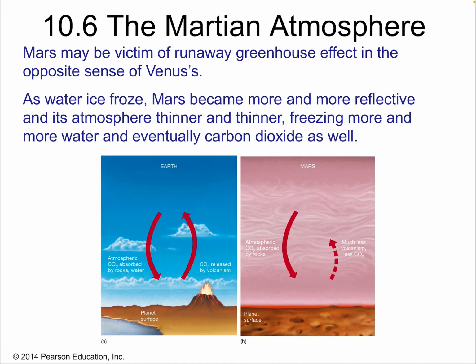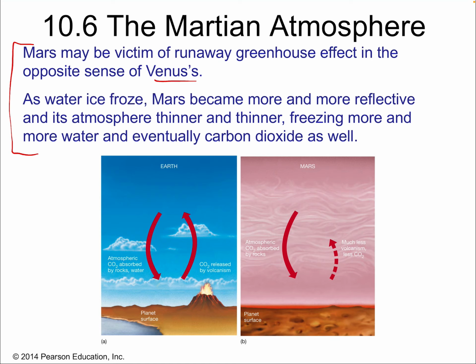Now, an interesting thing about the Martian atmosphere and the story behind it is it's kind of like a reverse greenhouse effect, and I think this slide does a good job of summarizing that. So Mars may be a victim of a runaway greenhouse effect, but in the opposite way of Venus. Because Venus just kept retaining those greenhouse gases, which allowed more and more heat to be held in, which made the planet get hotter and hotter, and then that basically melted things and evaporated all the water, which then made it even hotter than it was before, and now it's stuck hot.